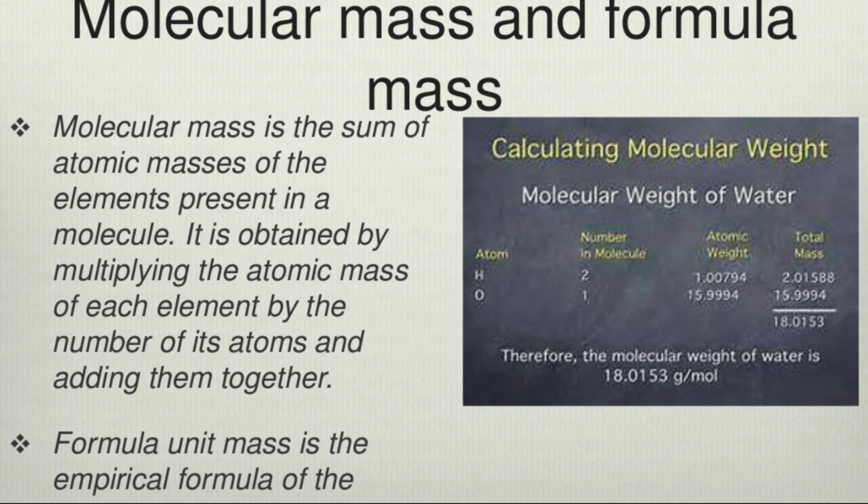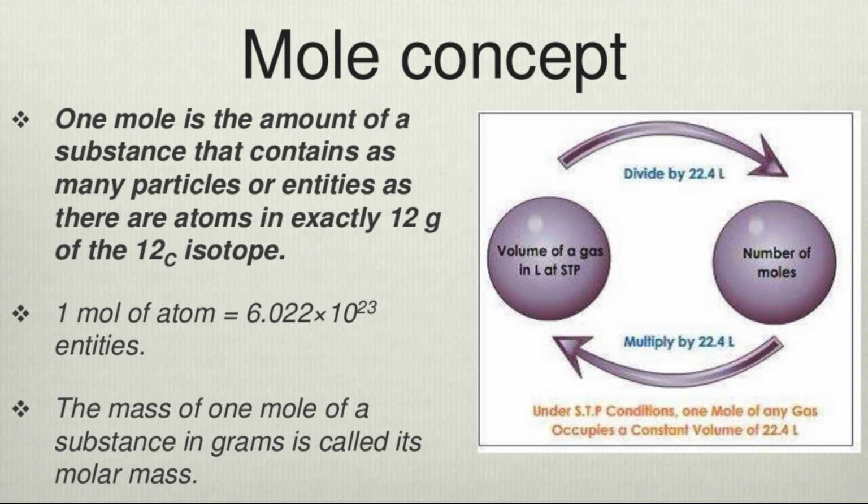Then next, this is our mole concept. You can remember: number of moles is the volume of a gas at standard temperature and pressure divided by 22.4 liters, or given the number of moles, you can multiply by 22.4 liters. Under standard temperature and pressure conditions, 1 mole of any gas occupies a constant volume of 22.4 liters. This is very important for your numericals.